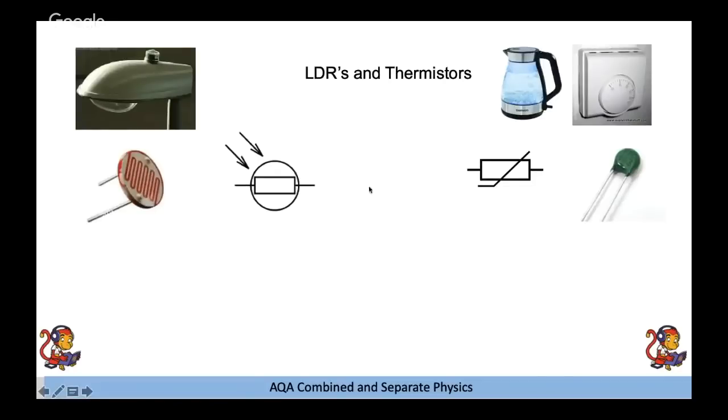Okay, two components you need to know a little bit more about, LDRs and thermistors. Here are the examples for them. So an example is a street light. On the top there is an LDR. Thermistors will be in a thermostat or also in a kettle or oven. Here are the circuit symbols for them both. And you need to know the relationship between, in this case for an LDR, light, and for a thermistor, temperature. You need to know the relationship between those things and its job of changing the resistance.